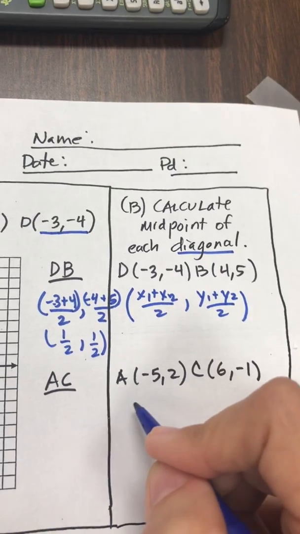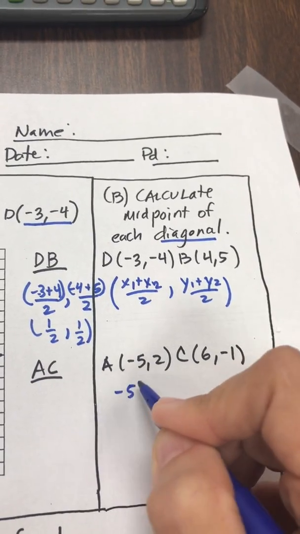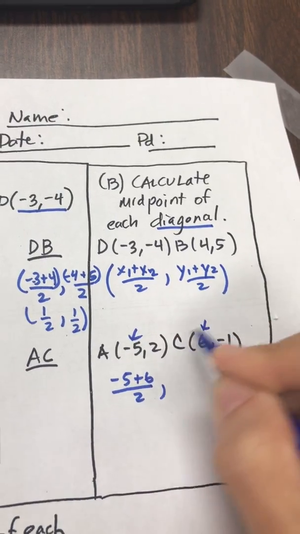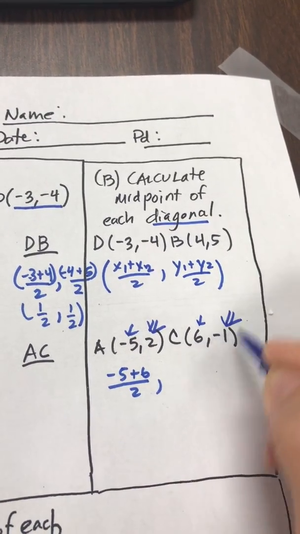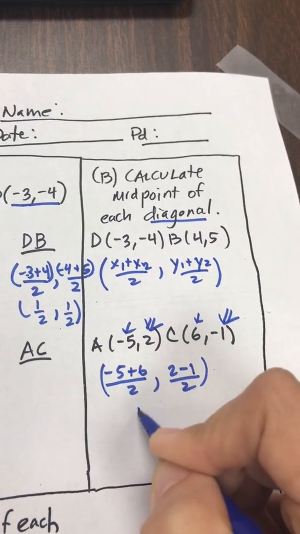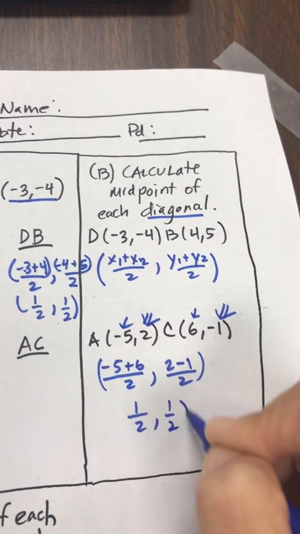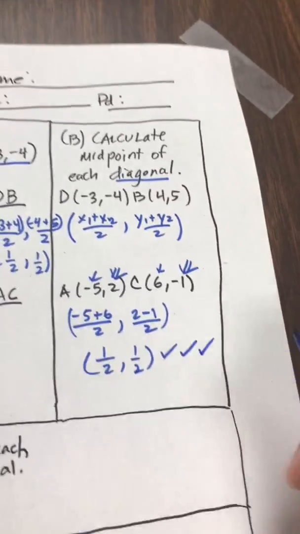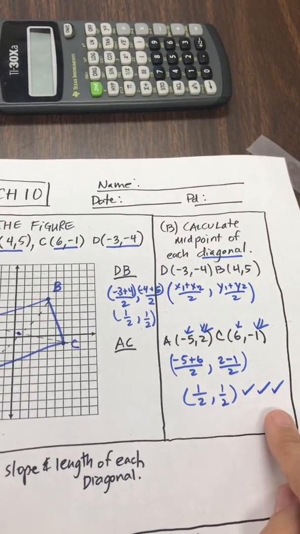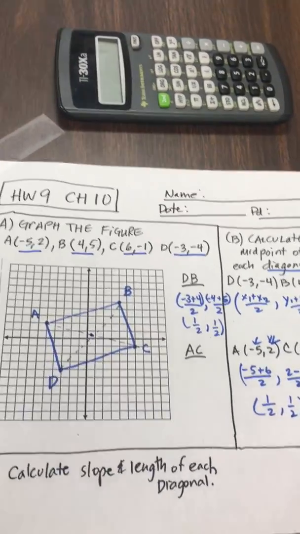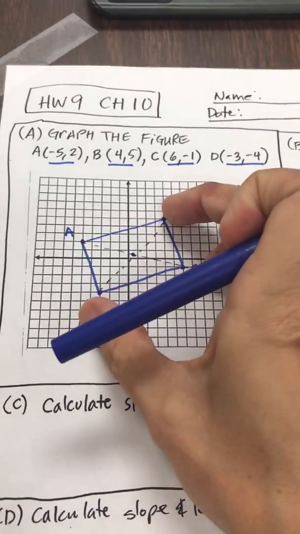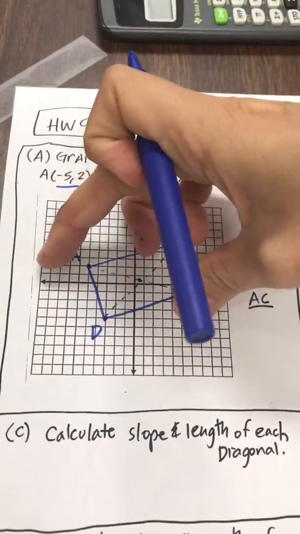We add the two x values. There they are, right? Add the two y values. 1/2, 1/2. Okay, double check, triple check. Definitely 1/2, 1/2. Cool. So, let's calculate the slope and the length of each diagonal. So this diagonal and that diagonal.